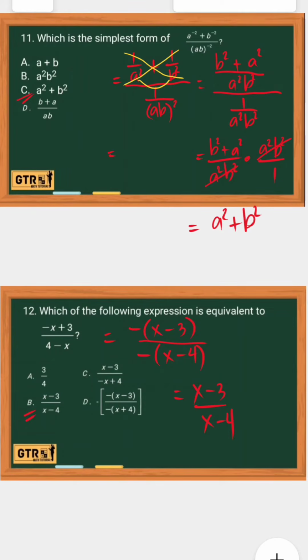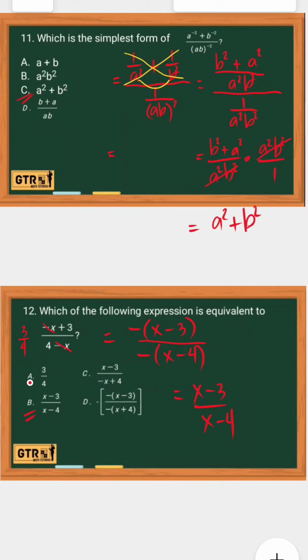Or another way of solving this kind of problem, para mabilis, pwede nating i-let ang x, lahat ng x pwede nating gawing 0. So pag ginawa nating 0 tong dalawang x, magiging ang sagot natin dito ay 3 over 4. Tapos applicable lang to sa may mga choices. Sa lahat ng choices, gawin yung 0 din ang x. So kung alin dyan ang magiging equal sa 3/4, yun yung magiging sagot.